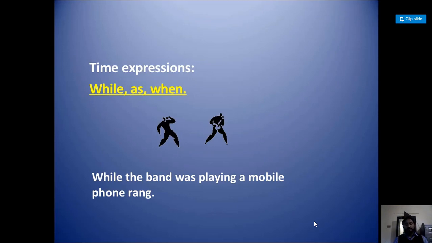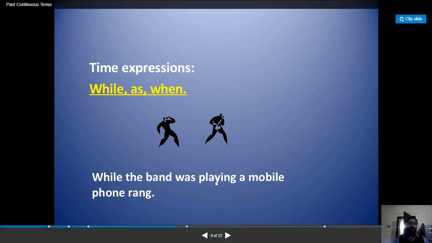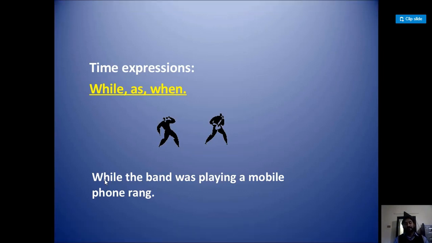Time expressions. What are the time expressions or the time indicators we use in the past continuous tense: while, as, and when. While the band was playing, a mobile phone rang. It means the band was playing, they were singing a song, when a mobile rang.